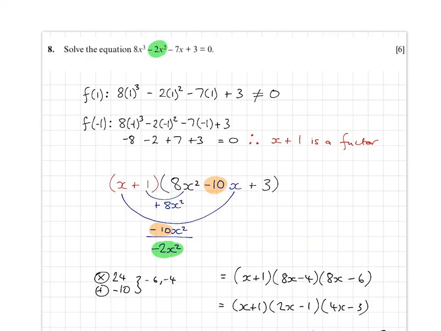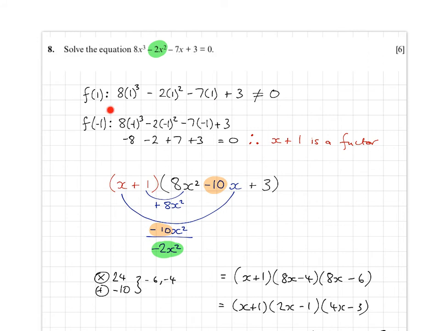For question 8 here, when we're asked to solve this cubic, what we need to do is start subbing in values that we think could be an answer. So first of all I subbed in 1. You'll see here I didn't actually work it out because I was starting to do the maths. 8 minus 2 minus 7 is minus 9, and then plus the 3. It clearly isn't equal to 0, so I've just said not equal to 0.